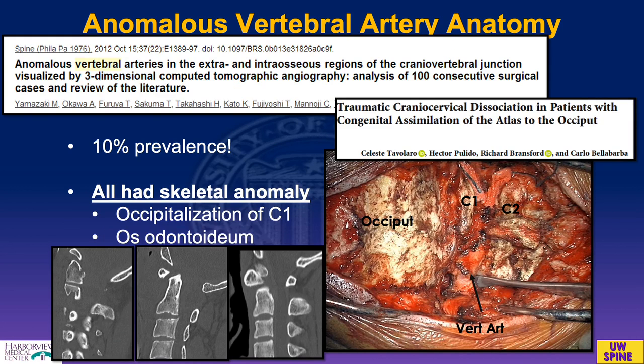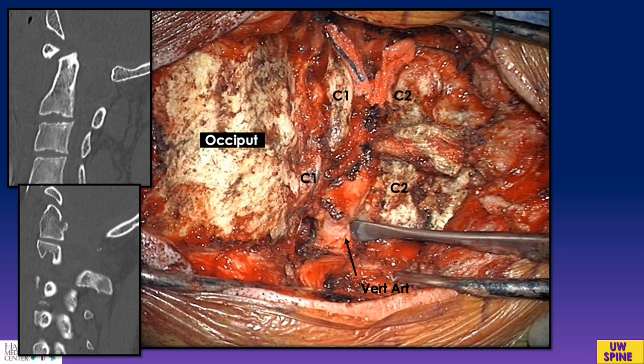There can also be anomalous vertebral artery anatomy. If we look at this initial study that came out in 2012, there's a 10% prevalence of unusual vertebral artery anatomies. All of these had skeletal anomalies with occipitalization of C1 or os odontoideum. Here's a particular series of CT scans on a patient we managed, and you can see it here on the right. We've written up 2 cases of these where patients had unusual occipitalization and unusual anatomy. And if we look at this in more detail, you can see here that this vertebral artery, the C1 arch, is assimilated to the occiput on one side but not the other side, and this vertebral artery is coming between C1 and C2. This is important to know preoperatively.